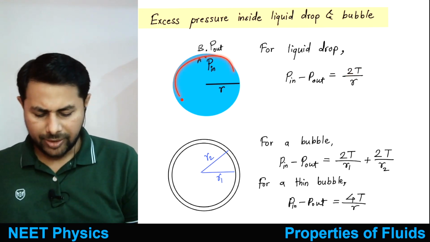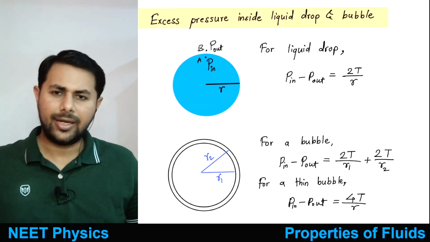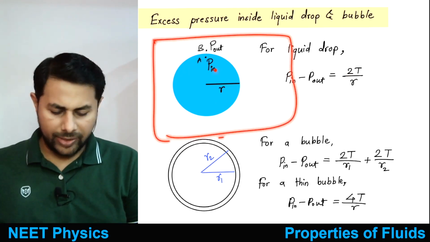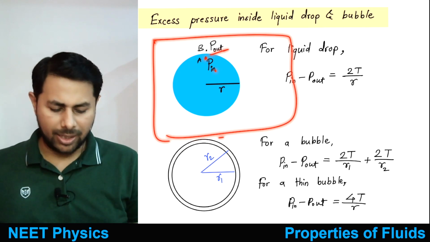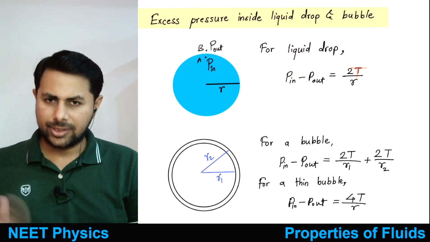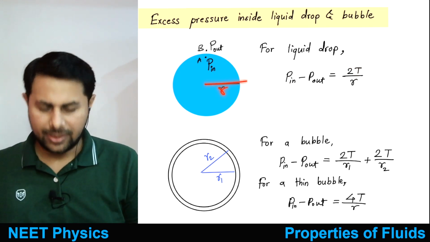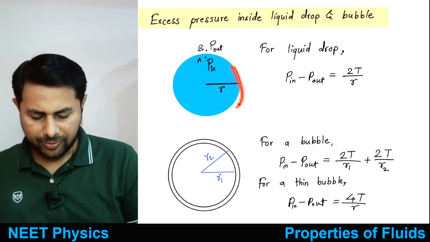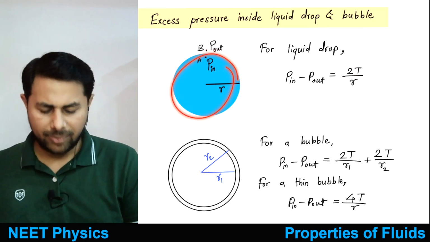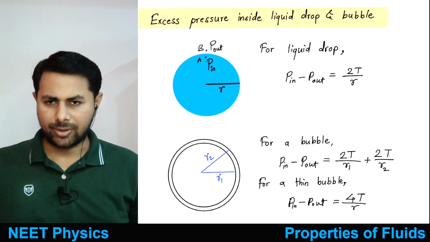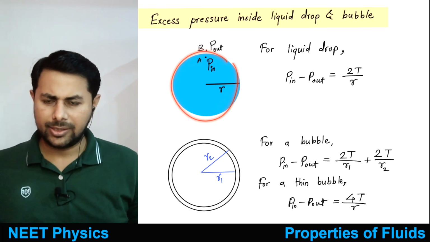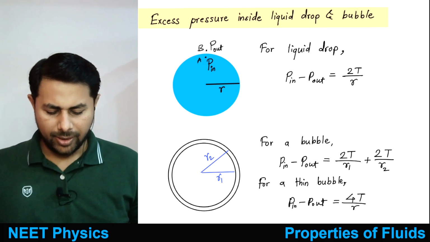So this is a liquid drop, let's say in air, or it might be inside some other liquid also. Always, the pressure inside minus pressure outside would be equal to 2T divided by R. What is T? T is the surface tension. What is R? R is the radius of curvature of this surface. Or suppose this is a drop, then it is just the radius of the drop, right?